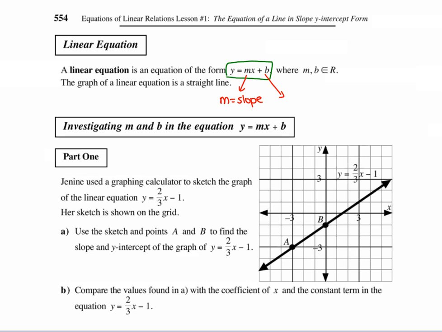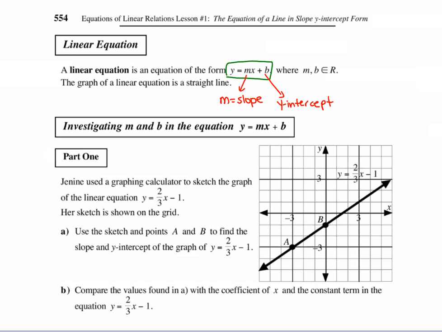Okay, well then, close. Y-intercept. B is your Y-intercept. So we can make the equation of any linear equation if we know the slope and the Y-intercept.